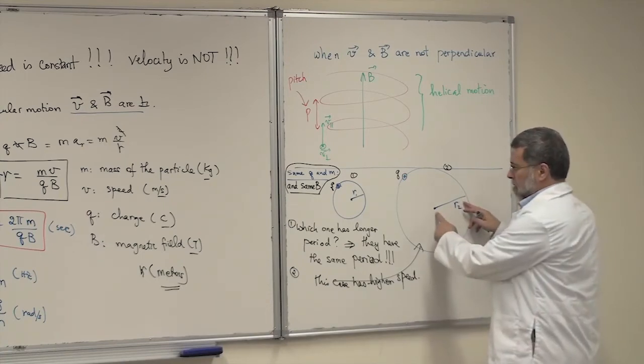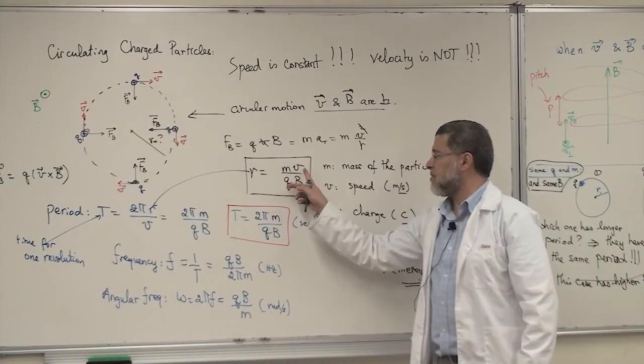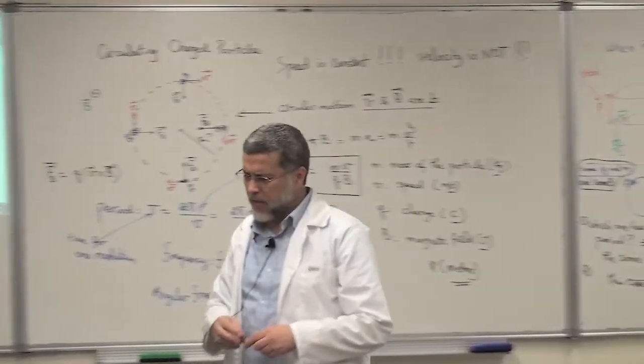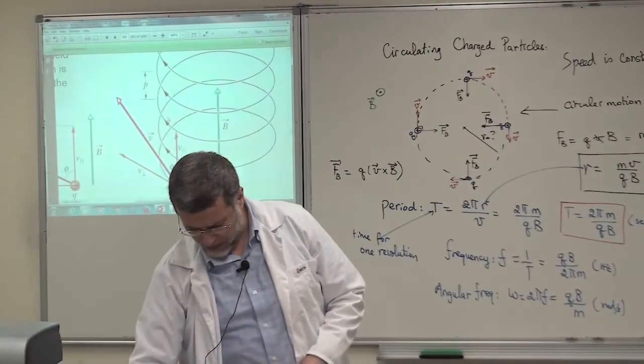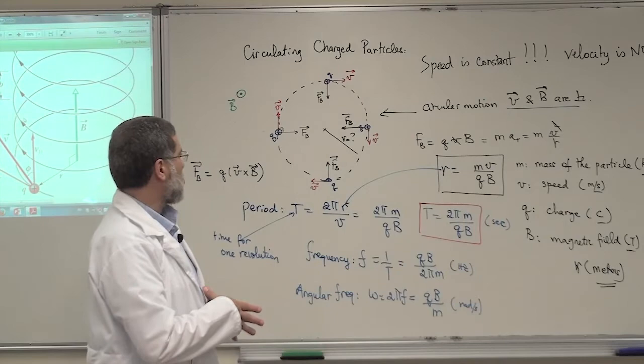Bigger radius means higher speed. You can see it here. Bigger radius means higher speed. I think this is clear, and I hope it is clear. This idea is about circulating charged particles.